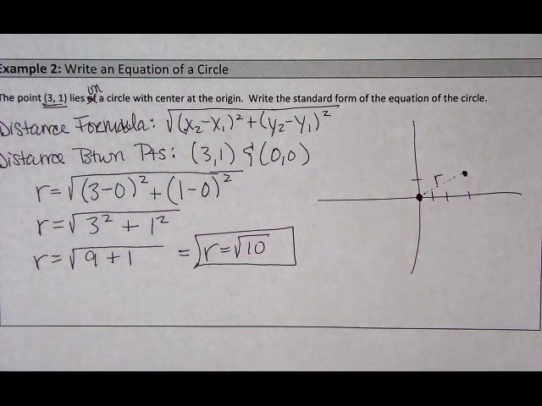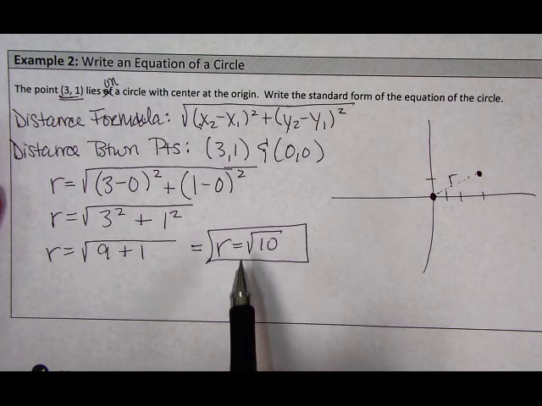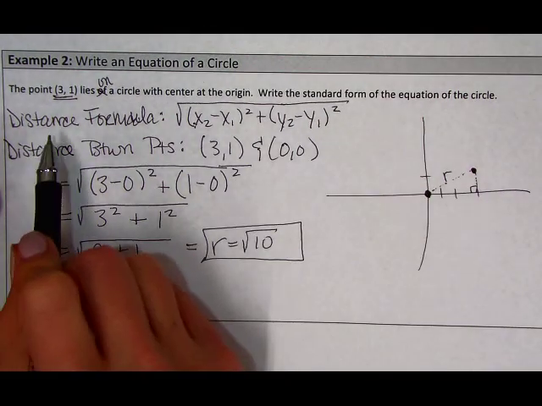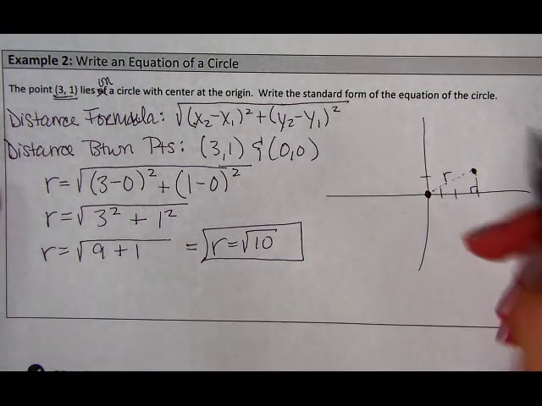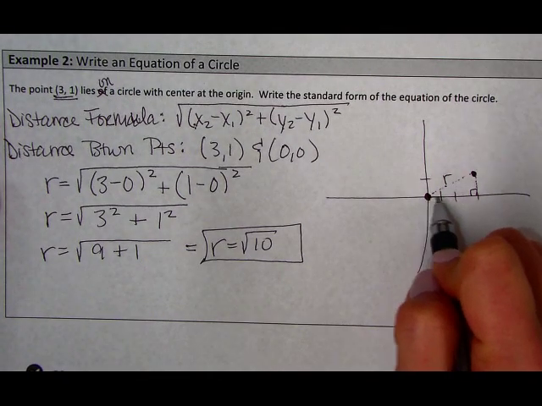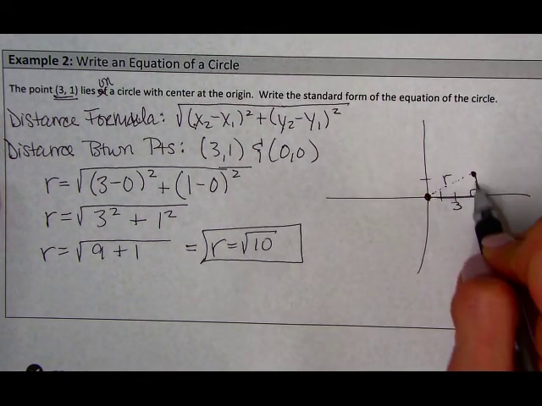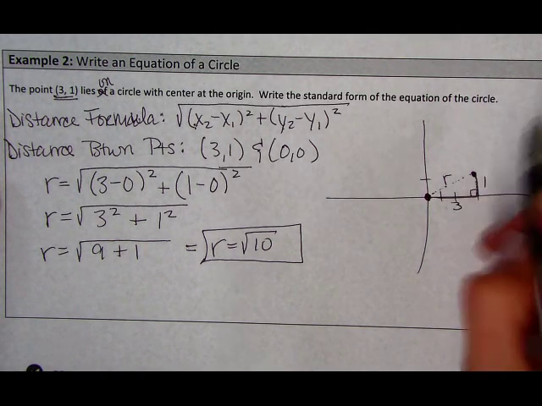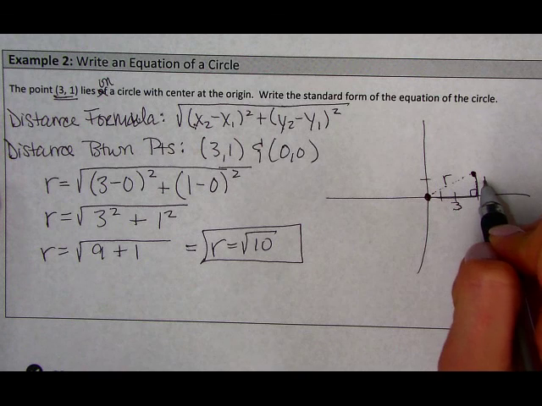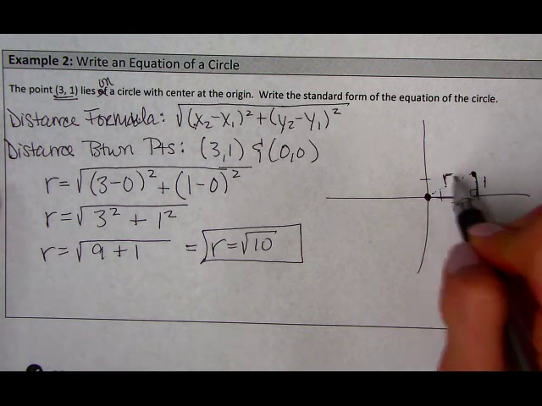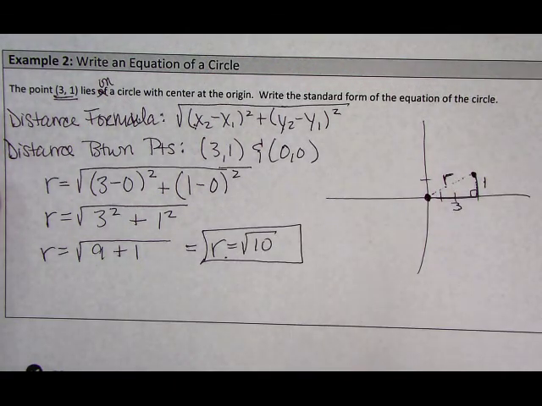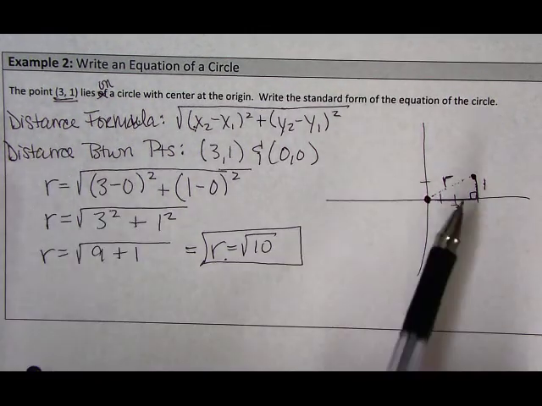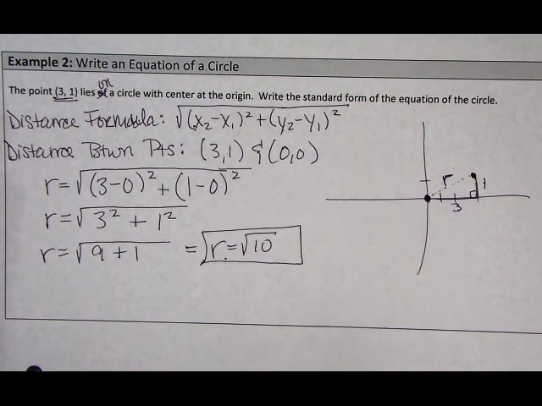Okay? I could also find this radius by using the Pythagorean theorem if I wanted to. If I didn't know what the distance formula was and I got stuck, I can always use my Pythagorean theorem, where this distance I know is 3, this distance I know is 1. So I could go through and find my r by taking 3 squared plus 1 squared and then taking the square root, because your radius is your hypotenuse. That would get you the same radius. So either way, doesn't matter. You can find your radius using the distance formula or your Pythagorean theorem.